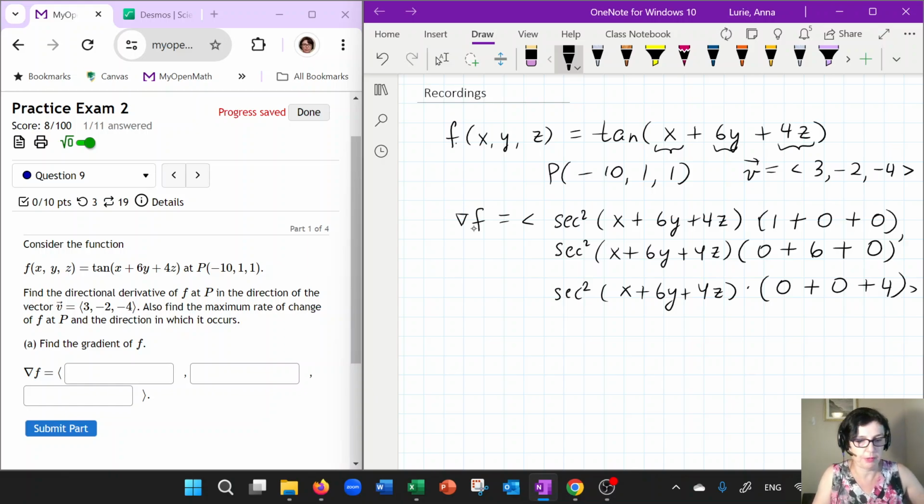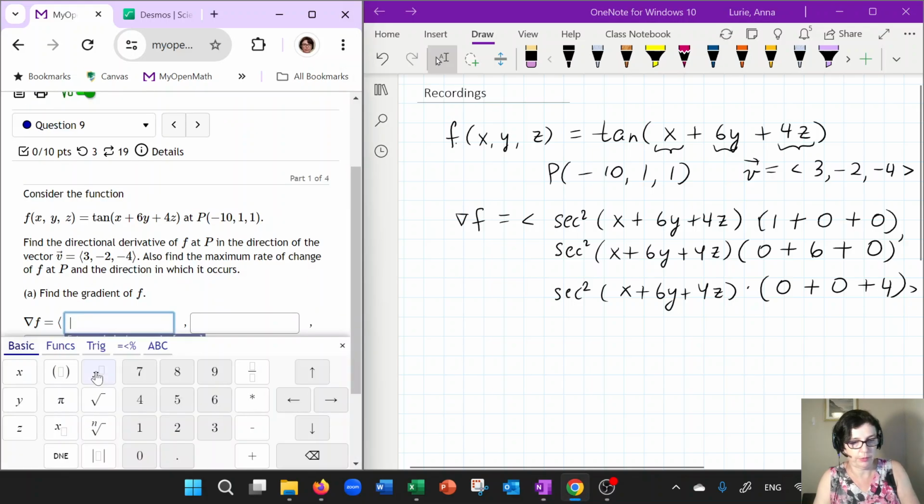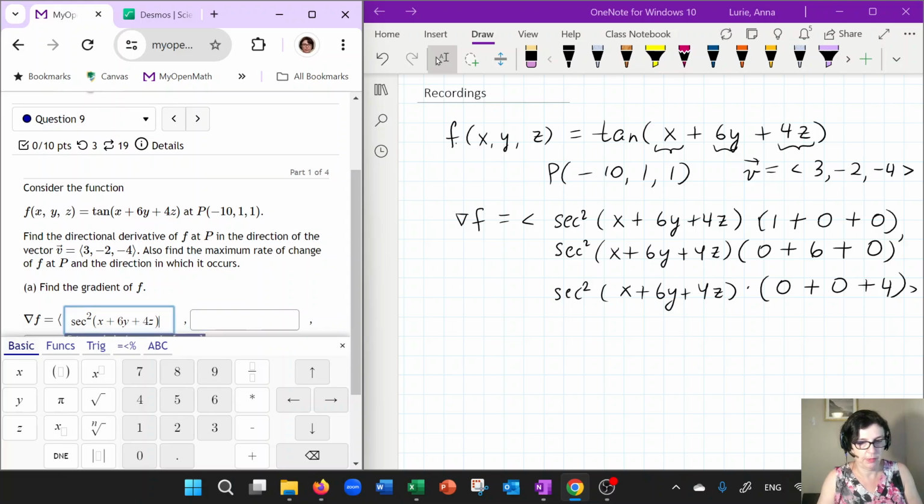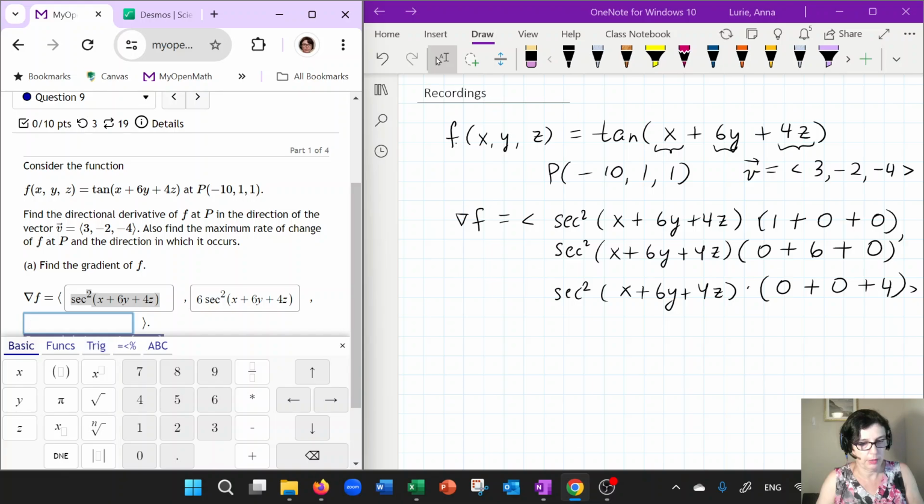So that's my gradient. Okay, so that I will have to type here, which will be kind of long. And that's just times 1. So let me see if I can just copy paste that here so I don't have to type it again. Okay, so this looks like that's a 6. And the last one is the same secant, but that's a 4.